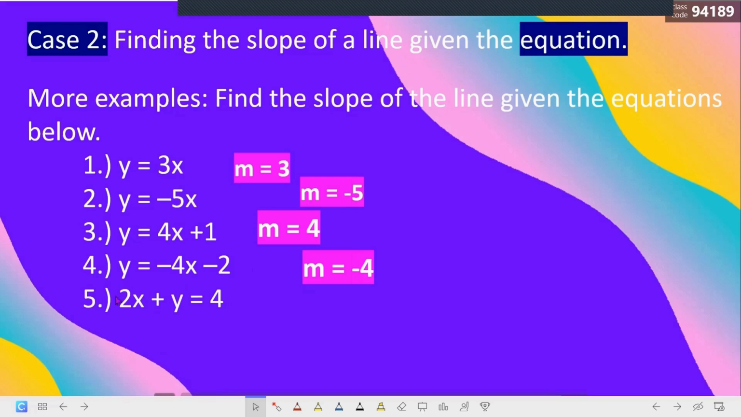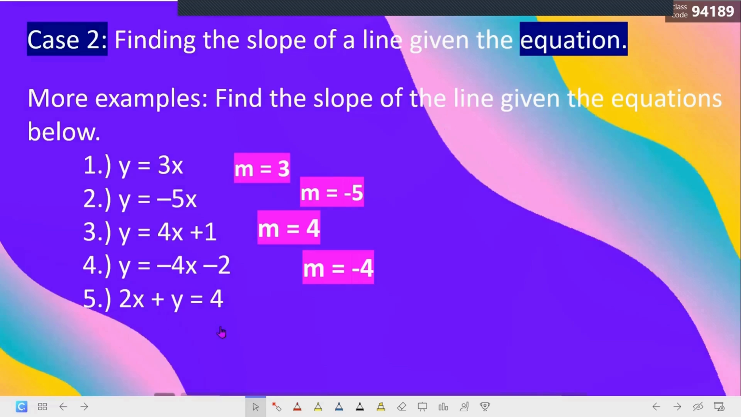In this case, you cannot apply this method, class, that we are using. Why? Because this is written in the standard form. The equation is not written in the slope-intercept form. So what shall we do if it's like this? We have to rewrite this or convert this into the slope-intercept form. And this is the method.